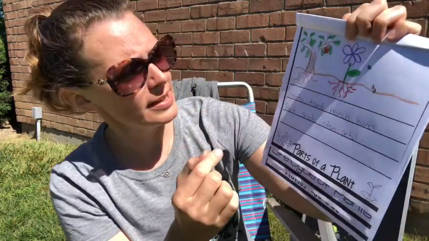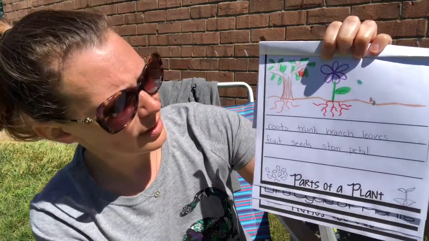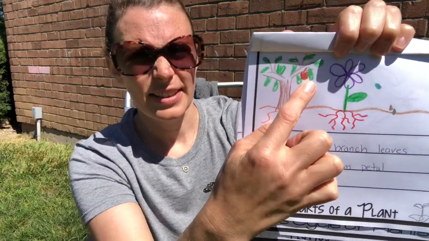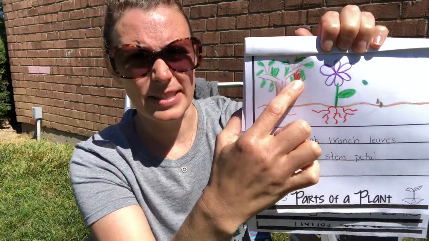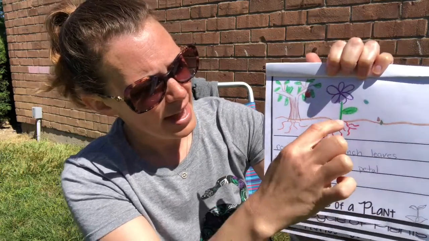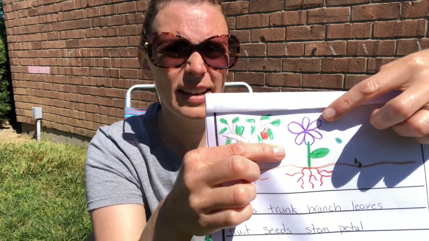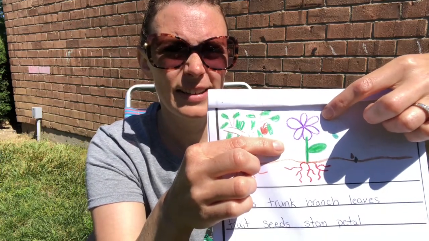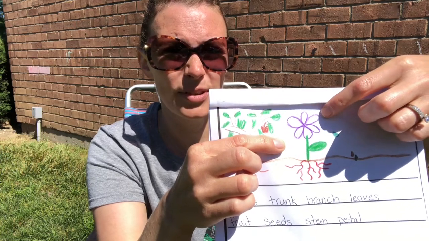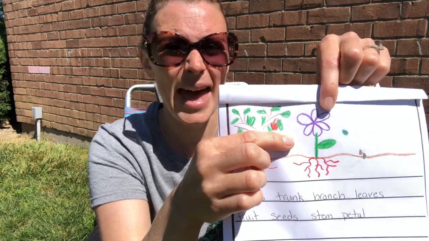The branches, the leaves, which I have on my tree and on my flower, the fruit of a tree, which is where the seeds are hidden. There's seeds out here too. And for a flower, a stem, and this part. Do you know what this part is called on a flower? The part that is the actual colorful flower? Those are the petals of a flower. So those are the words that I wrote down here.